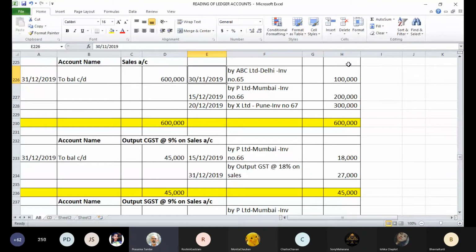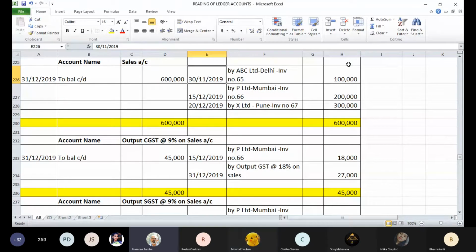Now, since the party is in Delhi, will it be an interstate sale or a within-the-state sale? Assuming that Vijay is in Maharashtra, we are looking at the books of Vijay, proprietor Vijay. So, assuming that Vijay is in Maharashtra, a sale to ABC Limited in Delhi, is it an interstate sale or a within-the-state sale? What is the nature of this sale? Interstate. It will be interstate because Delhi, yes, it's an interstate sale.